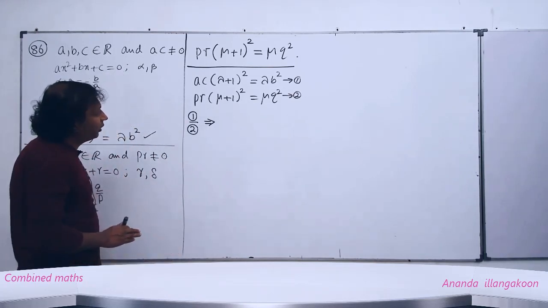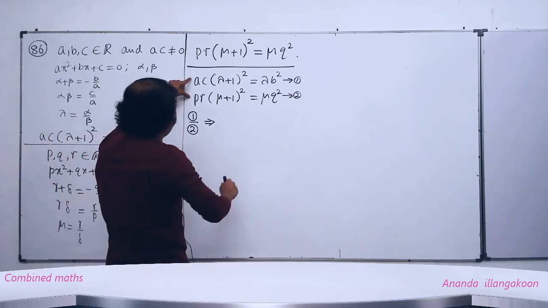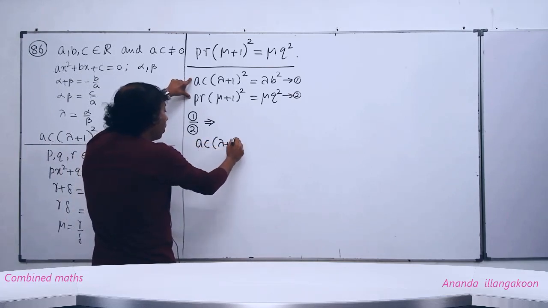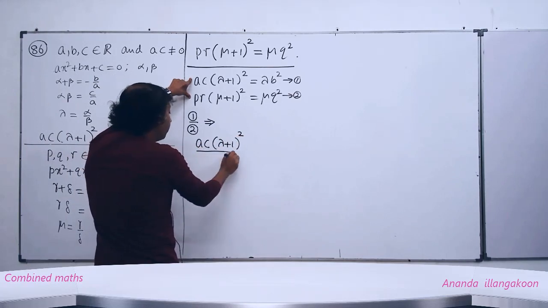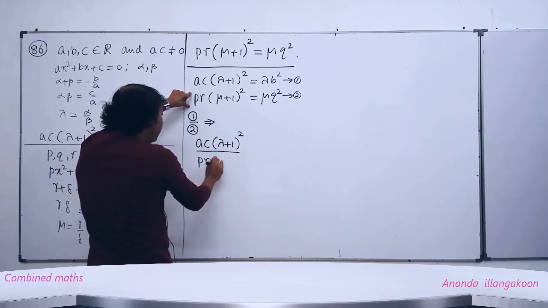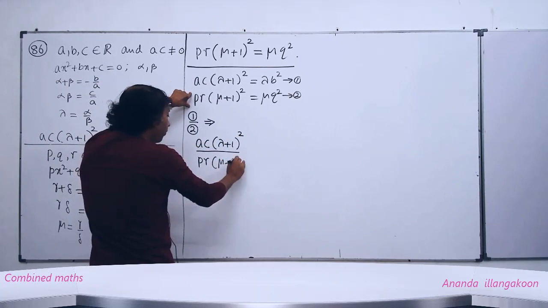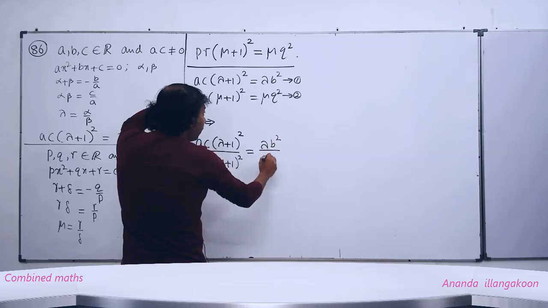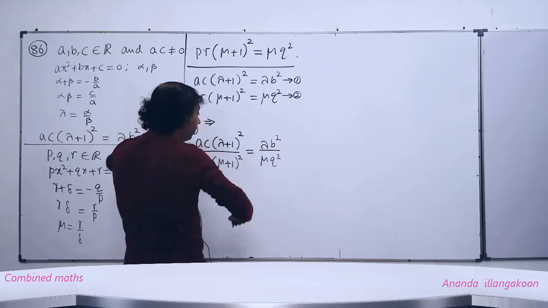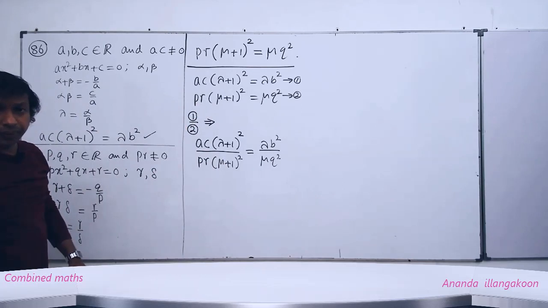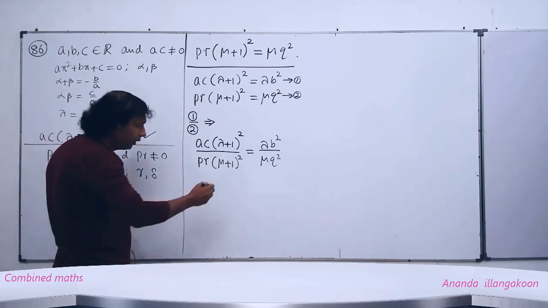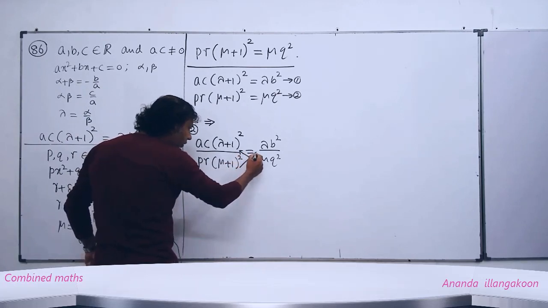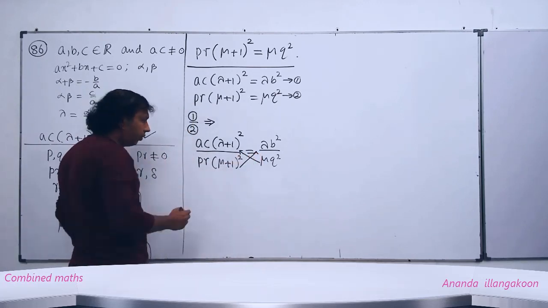I divide 1 by 2. Once I divide 1 by 2, what do we get here? AC times lambda plus 1 perfect square divided by PR times mu plus 1 perfect squared equals lambda B squared divided by mu Q squared. Okay. Now what I do is, by this mu Q squared we multiply to this end, and by this we multiply to this end. Okay, and then what do we get?